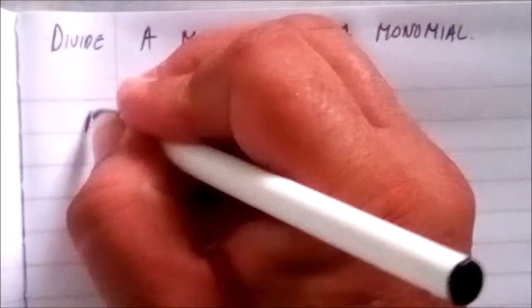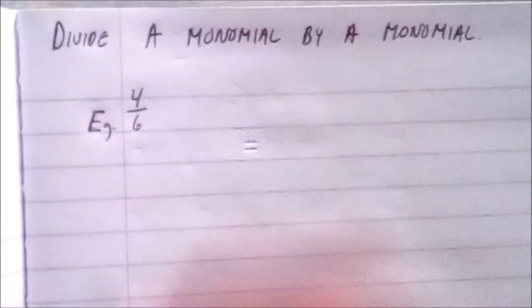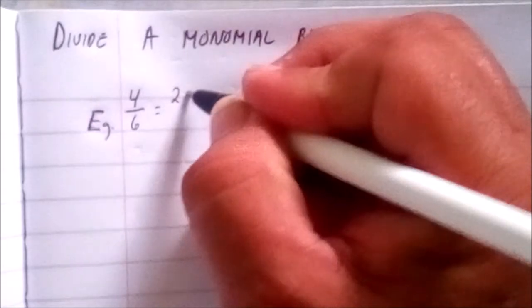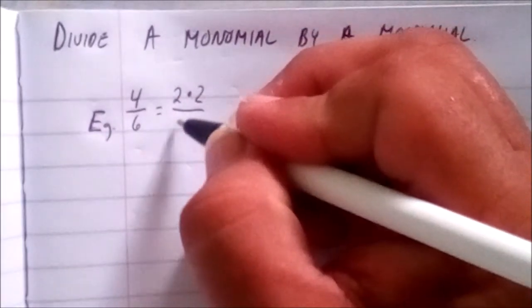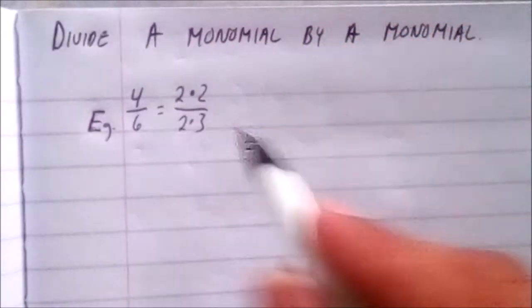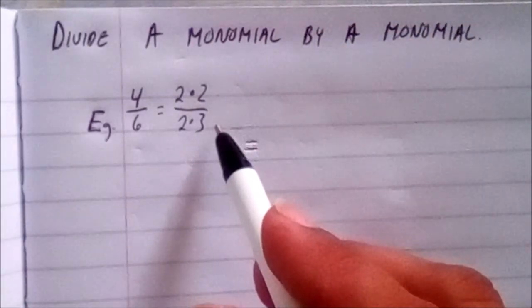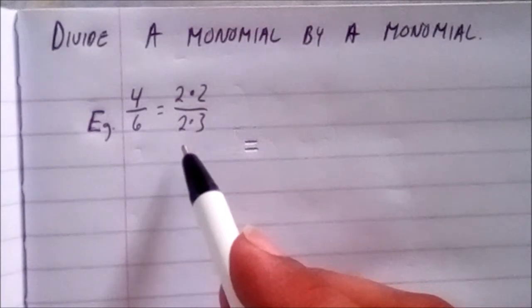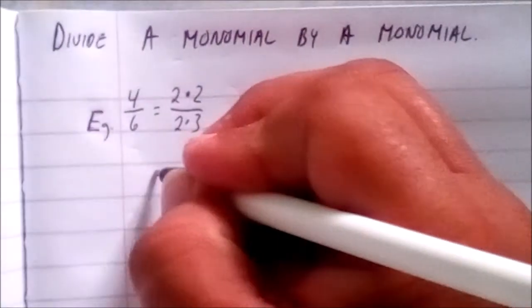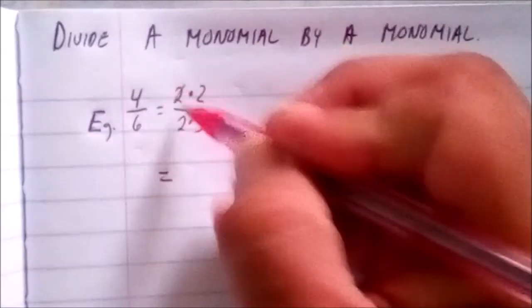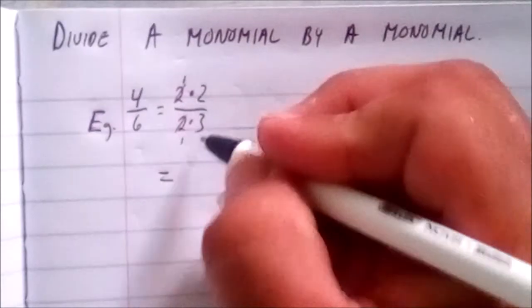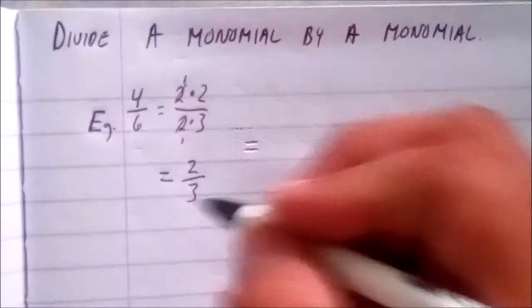Let me give you an example. Consider that you have 4 over 6. We can break this down: 4 can be 2 times 2, and 6 could be 2 times 3. These are the factors of 4 and 6 respectively, and then we divide out the common factor of 2. Both of them have a common factor of 2, so we cancel it out, and we are left with 1 times 2, 1 times 3, and that gives us 2 over 3. That's all.